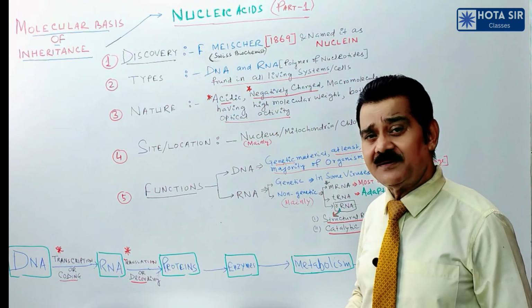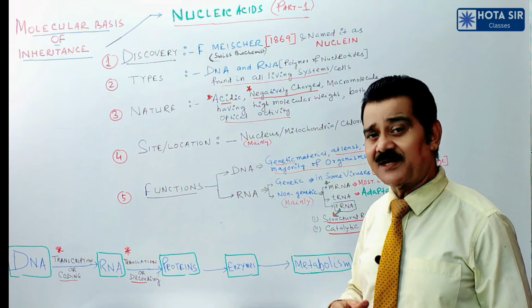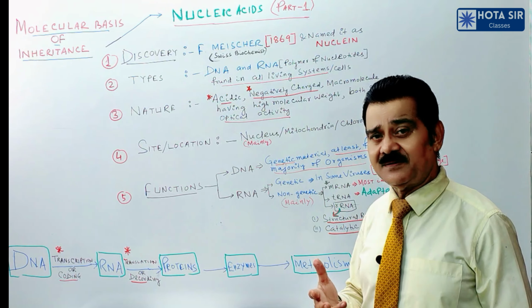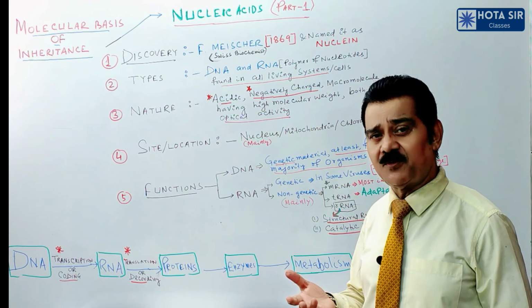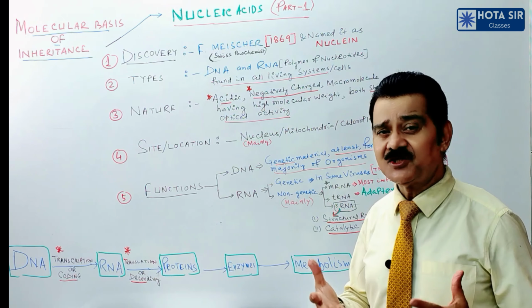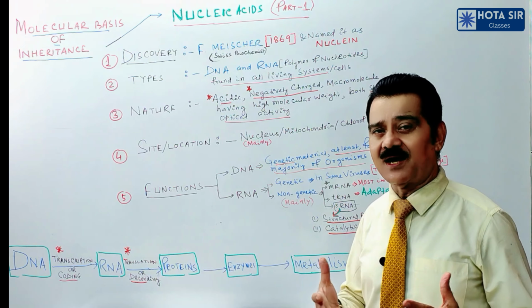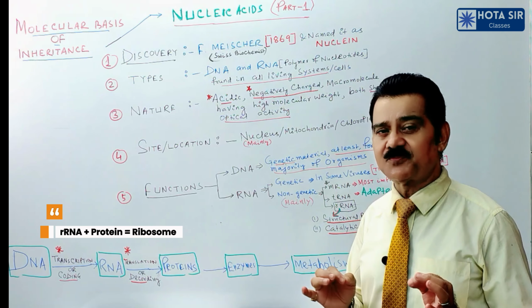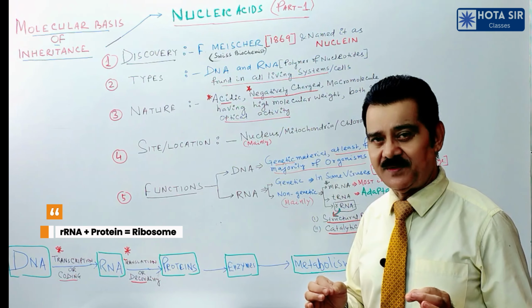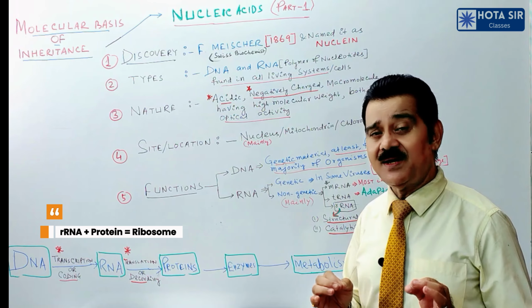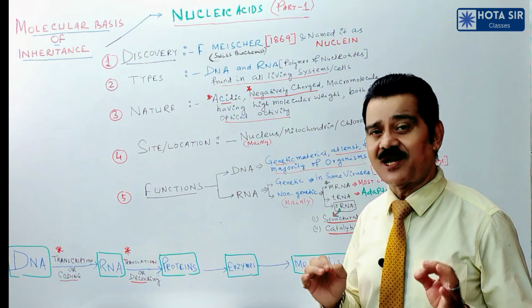Clear? Next, rRNA, that is ribosomal RNA. They are structural RNA. rRNA also helps in protein synthesis. They mainly form the structure of the ribosome. Ribosome is formed by rRNA. rRNA plus protein forms the ribosome. So that's why rRNA is also called structural RNA.